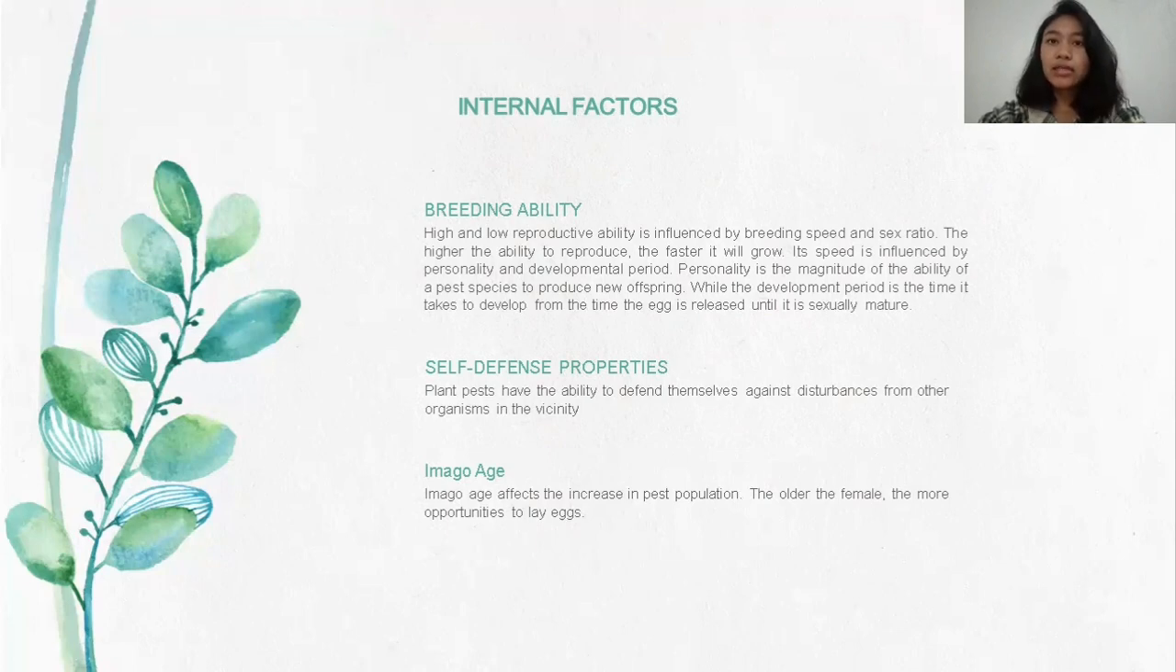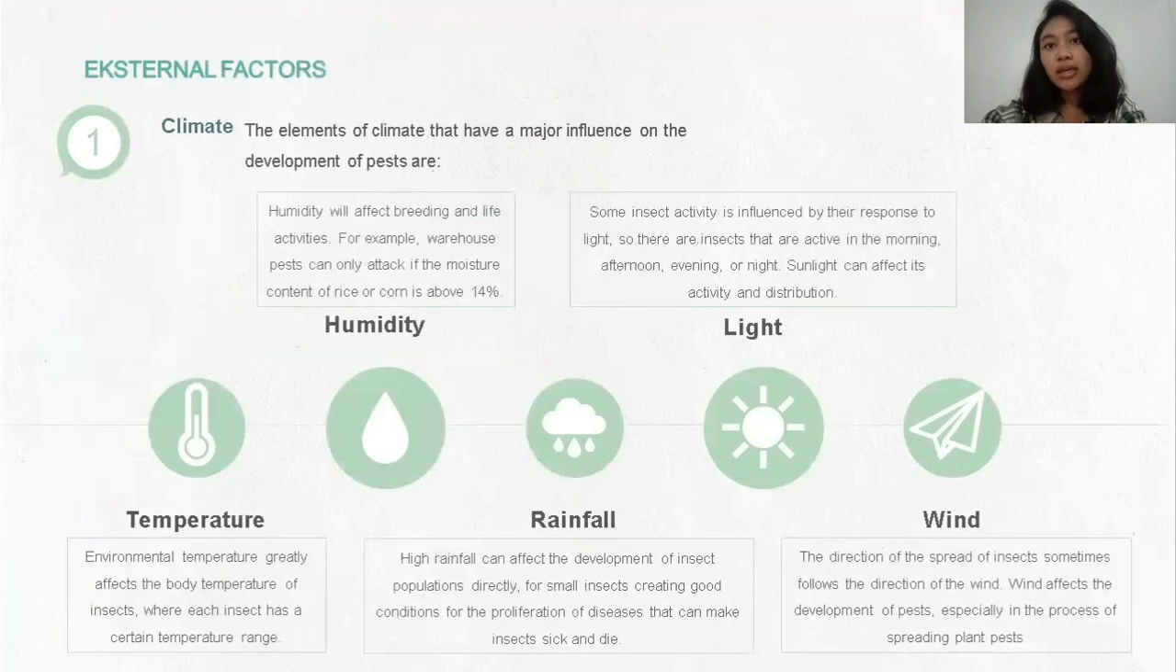The second is self-defense properties. Plant pests have the ability to defend themselves against disturbances from other organisms in the vicinity. And the last is imago age. Imago age affects the increase in pest population. The older the insect, the more opportunities to lay eggs.